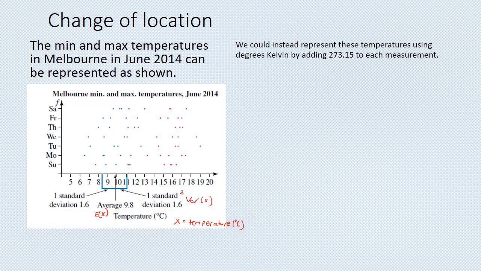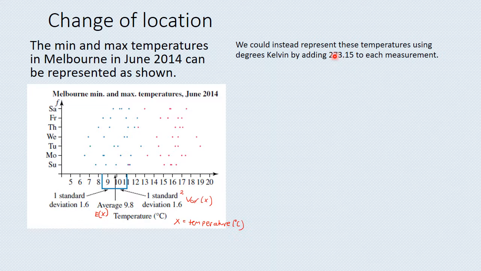So we've got this information shown, we've been able to calculate the mean and the variance. If we instead wanted to represent these temperatures using degrees Kelvin, another measurement, what we would need to do is add 273.15 to each measurement. And this is important to note: we are not changing the actual data points. These data values are still the same as they were before. We haven't altered them, or rather we haven't altered the distribution of them.